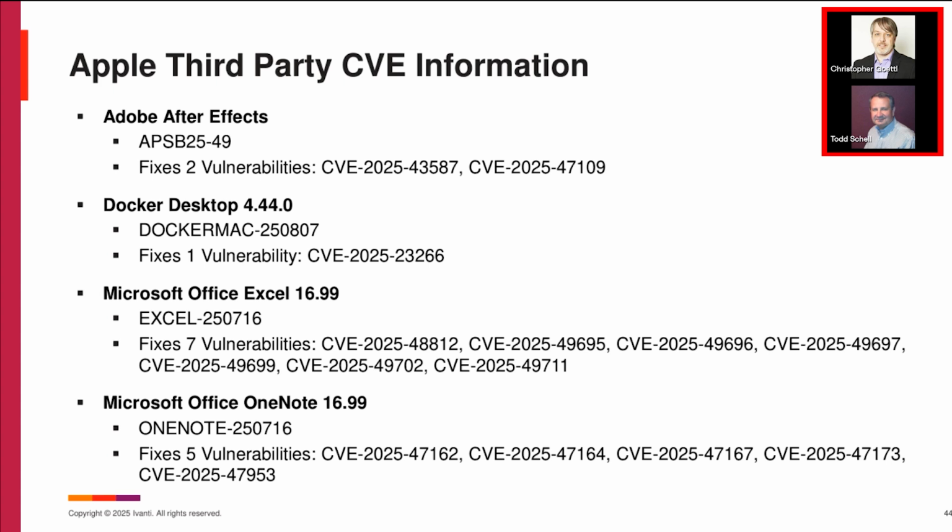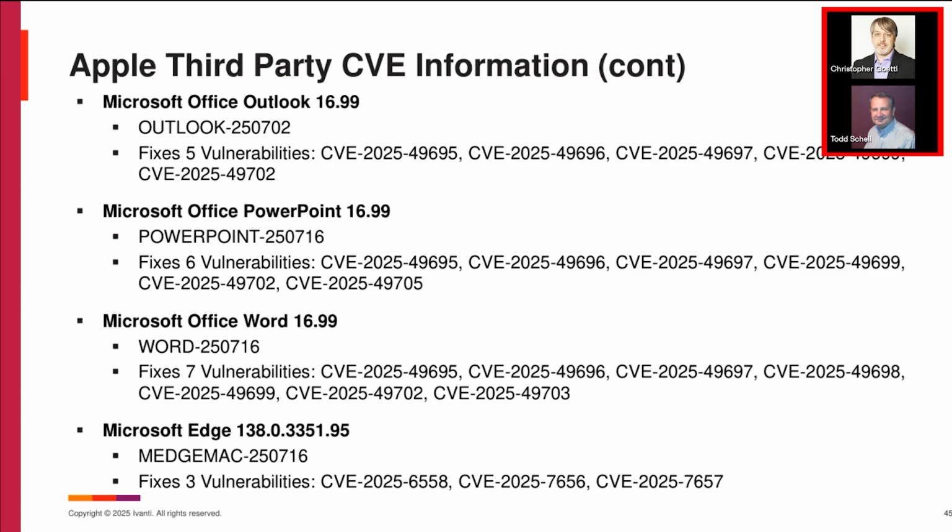Then we had a series of Office updates that came out between the Patch Tuesdays. There was an Excel version. You can see it's all 16.99, so you'll see that across all of these, except for Edge when we get to that. Excel, OneNote, Outlook, PowerPoint, and Word all got an update addressing various numbers of vulnerabilities, as I've listed here in the release information.